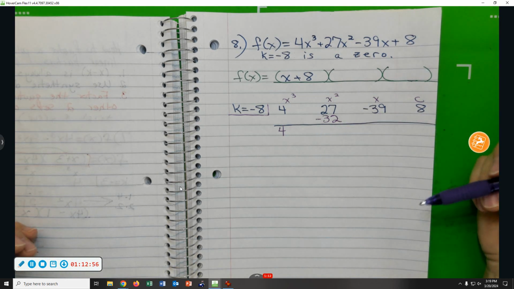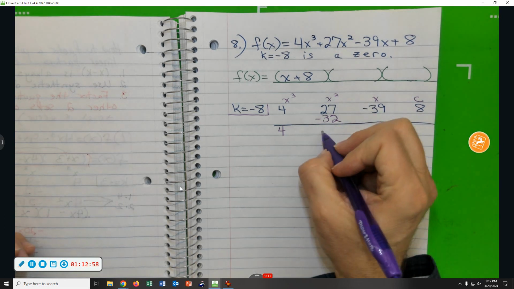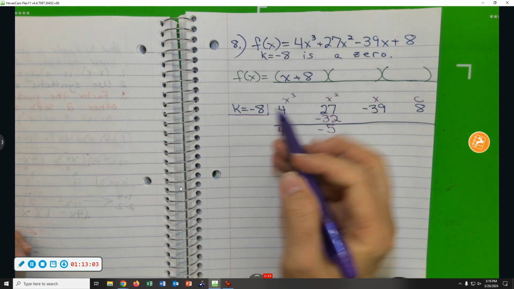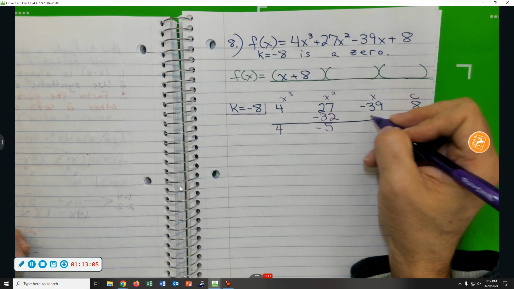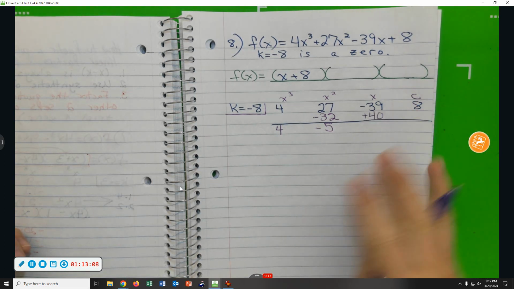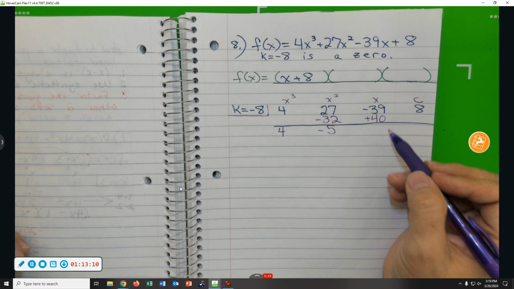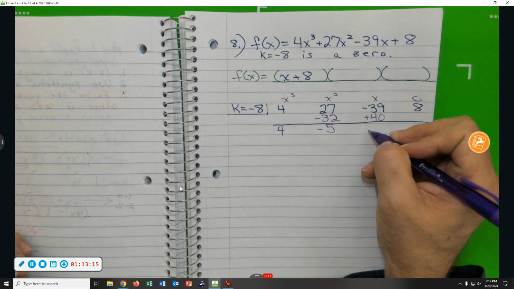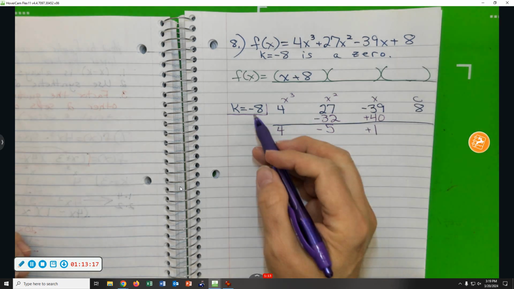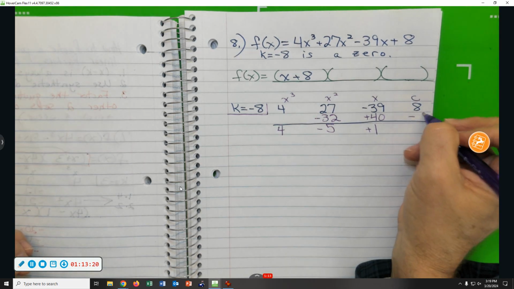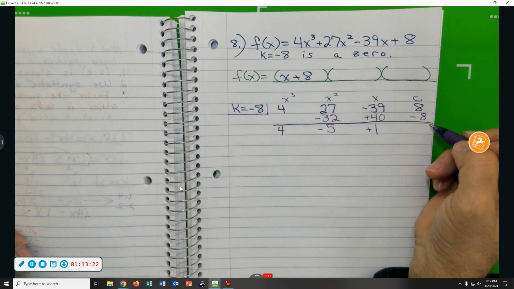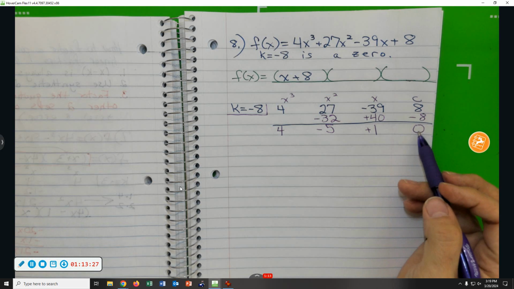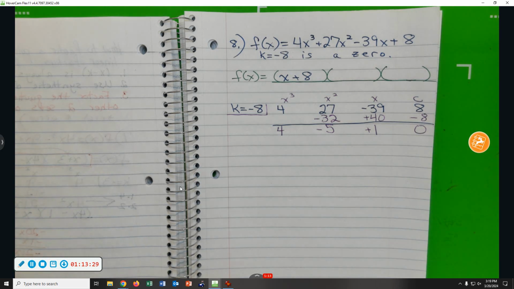27 minus 32 gives me a -5. Times -8 gives me a 40. -39 plus 40 gives me a +1. 1 times -8 gives me a -8. What am I getting for my remainder? 0. And I better have gotten 0. If I didn't get 0, then I messed up somewhere.